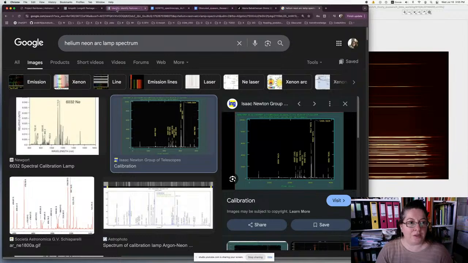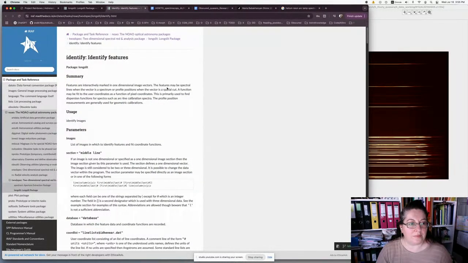So this is what it means. The features may be spectral lines. That is when the vector is a spectrum. This is what it is. Our vector is a spectrum, and we are marking the spectral lines. And then a function may be fit to the user coordinates as a function of pixel coordinates. So I wanted to discuss these two terms as the last point.